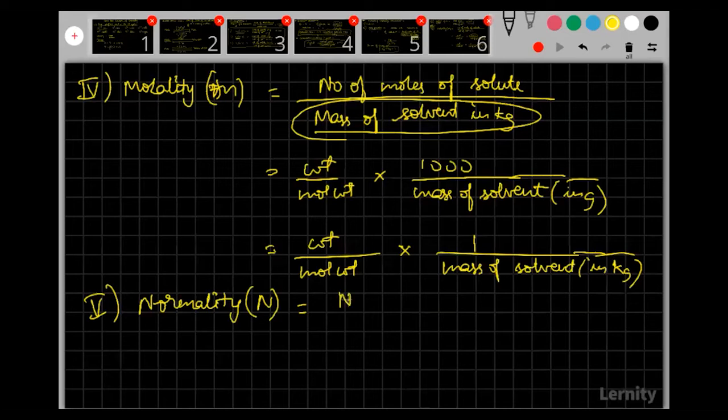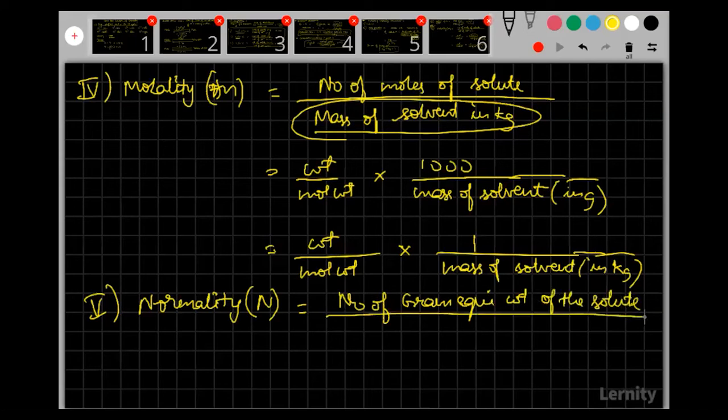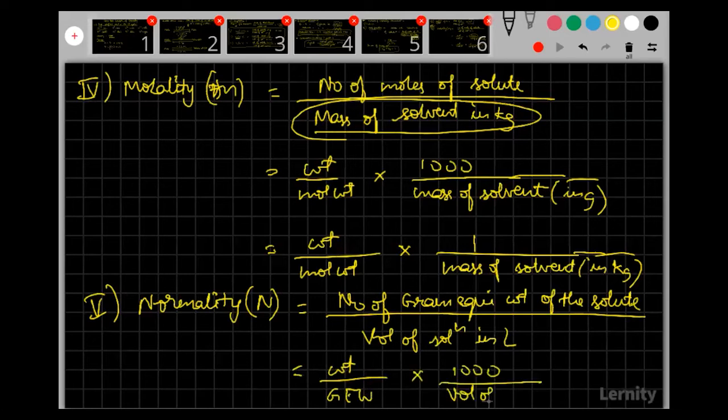Normality is given by the number of gram equivalents, which is the weight of the solute by the volume of solution in liters. So in this, we'll have it as weight by gram equivalent weight into 1000 by volume of solution in ml. If we have taken the volume of solution in ml, then we also have to consider the factor of 1000 over here. Now we have to know how to calculate this gram equivalent weight.